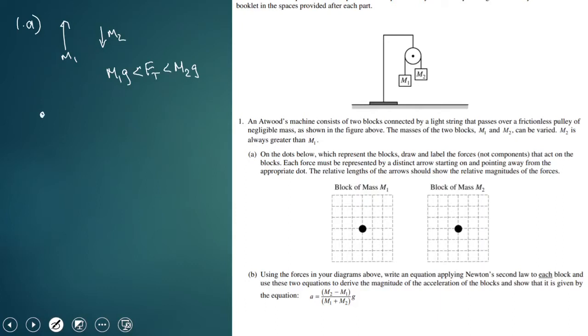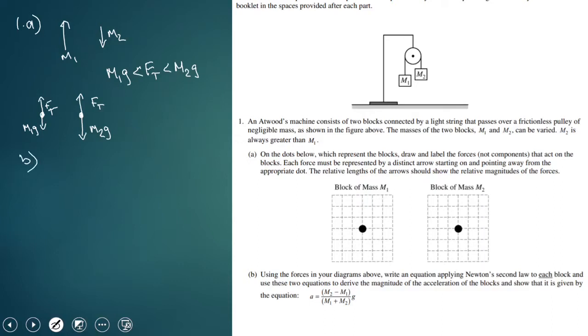So when I'm drawing my blocks, I would go something like this: this is M1g, a little bit bigger is FT, and then even bigger is M2g. So essentially we just need to establish this initial relationship and then draw the forces accordingly. This first dot represents the block of mass M1, the second one represents the block of mass M2. Okay, so fairly straightforward question. Moving on to part B.